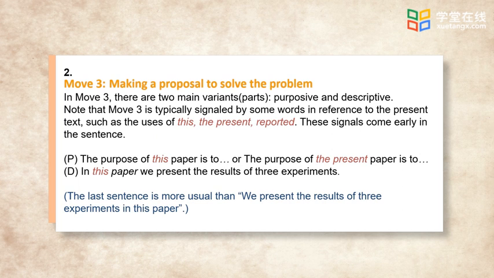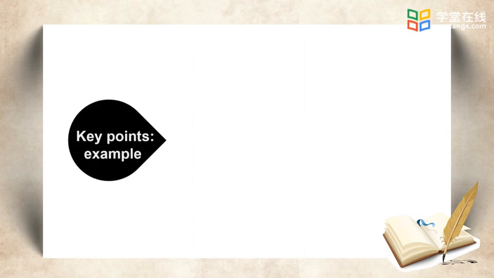The purpose of this paper is to, or the purpose of this present paper is to. In this paper, we present the results of 3 experiments. It is more usual than we present the results of 3 experiments in this paper. Got it? That is why we say the signal words come early in the sentence. Read the third paragraph in the introduction of soft capacitors for wave energy harvesting and see how it occupies the niche.